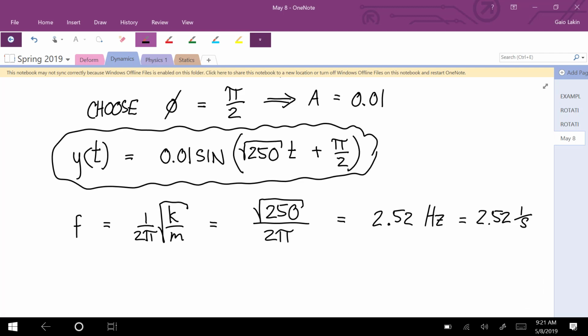For the first answer, y of t, would you accept 0.01 cosine with square root of 250? Yes. Any other questions about that one? Yes.